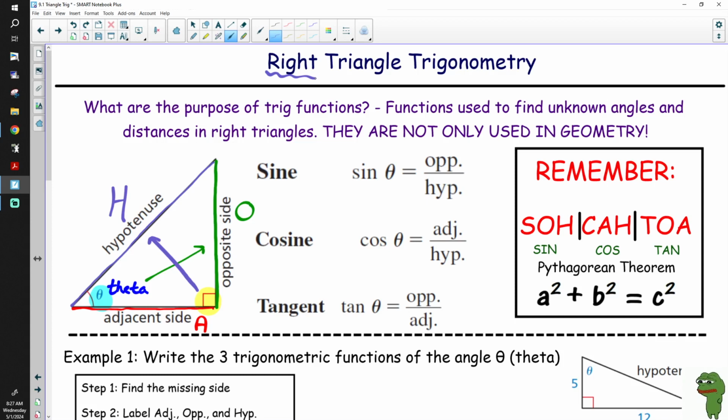The Pythagorean theorem helps us find missing sides as long as you know at least two of them. Trig, sine, cosine, and tangent will help us find angle measures as well as side measures. This is everything we need to know, and in theory, this is all review.